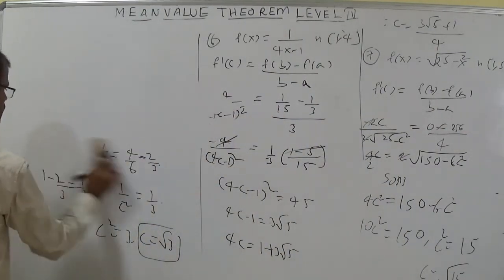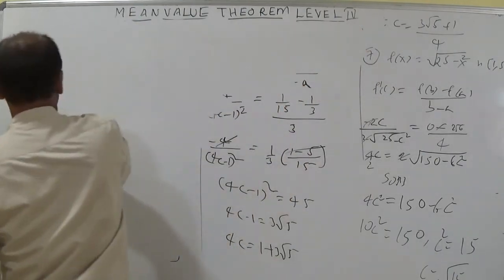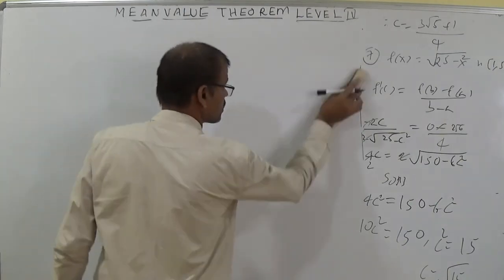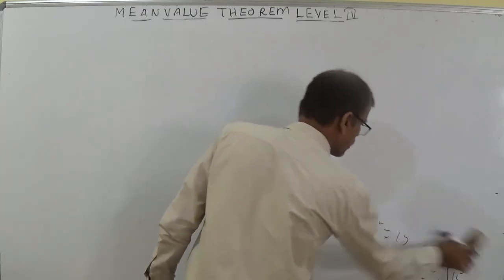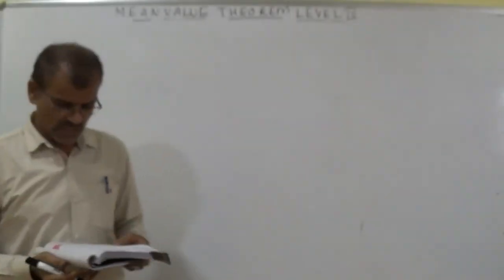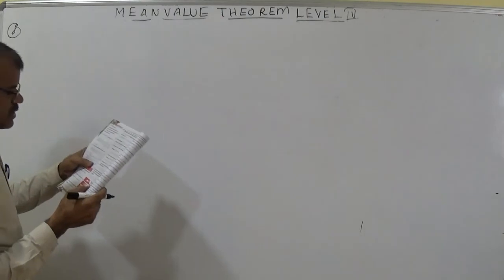Sixth one completed. Let us discuss the seventh question. Every sum depends upon the mean value theorem or Rolle's theorem. If you know the properties of Rolle's and mean value theorem properly, you can understand and easily answer the questions. Geometrical interpretation.